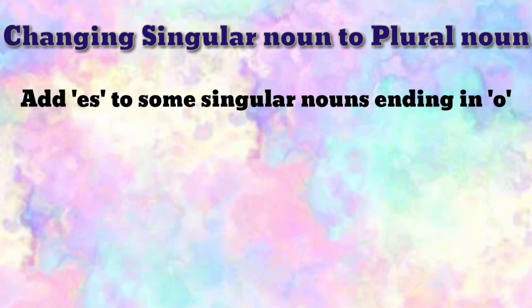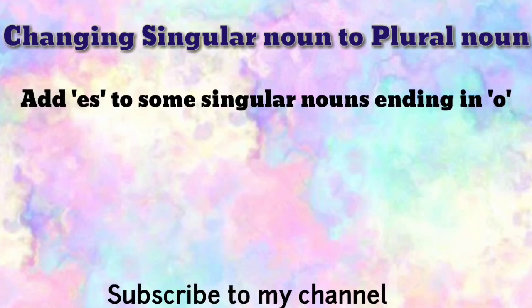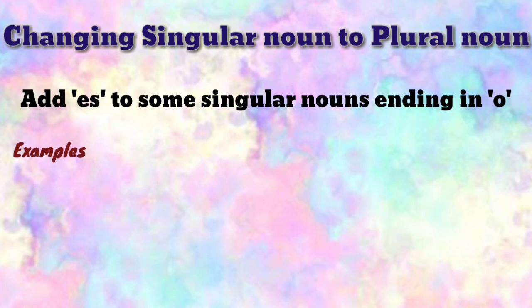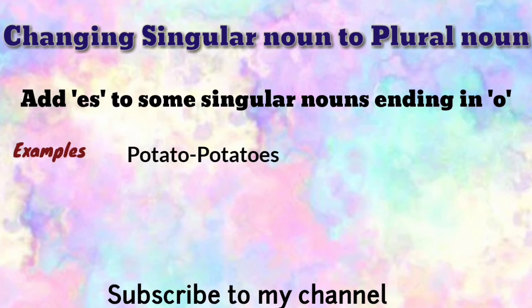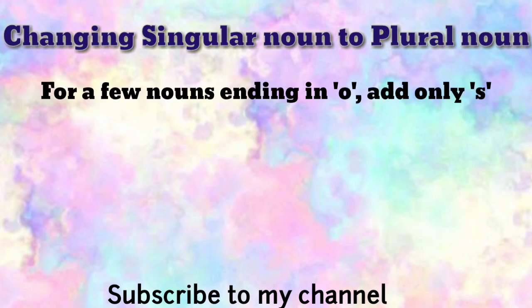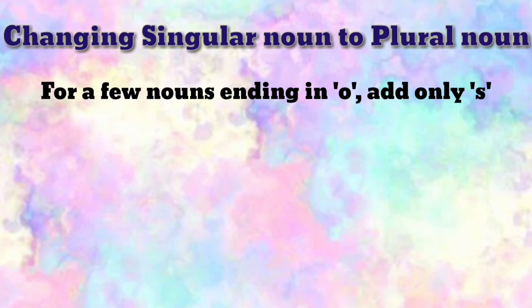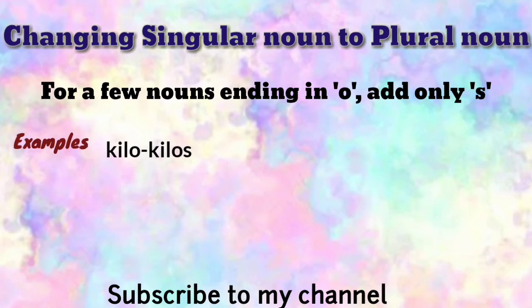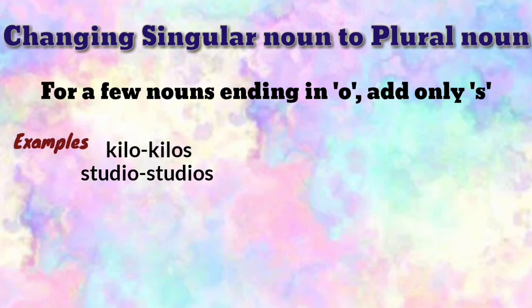Add es to some singular nouns ending in o. For example, potato, potatoes, zero, zeros. For a few nouns ending in o, add only s. For example, kilo, kilos, studio, studios.